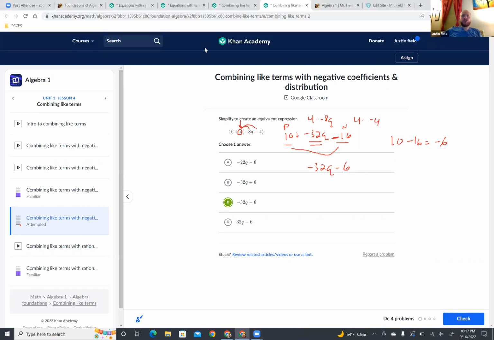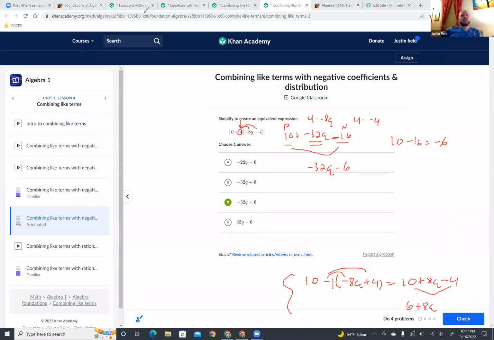Now, I do want to show you one mistake that a lot of people make. Let's just do a problem that looks like this. Something like that. Here we have a minus, but we want to think of it as a -1 and distribute the -1. So that would be 10 plus 8q minus 4. And then combining those would be 6 plus 8q. So please make sure that's in your notes too.